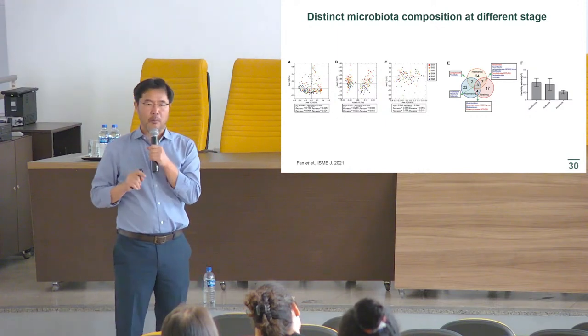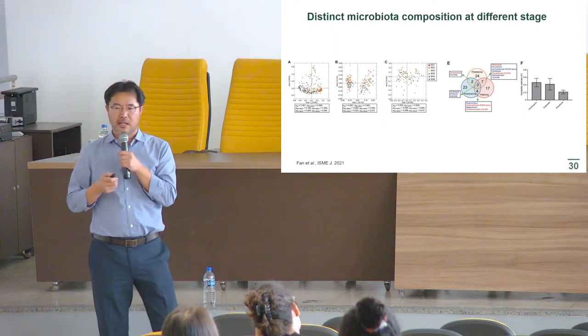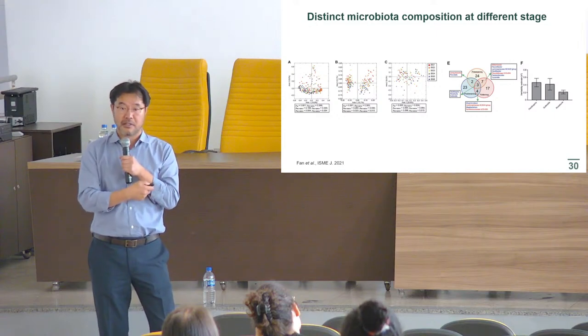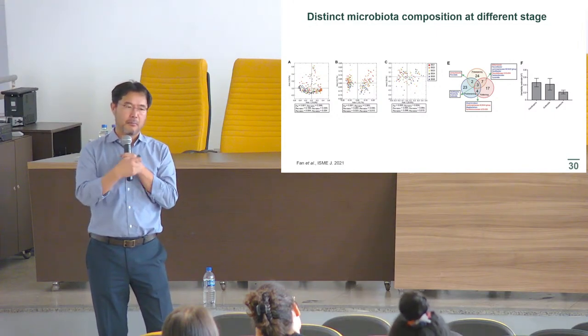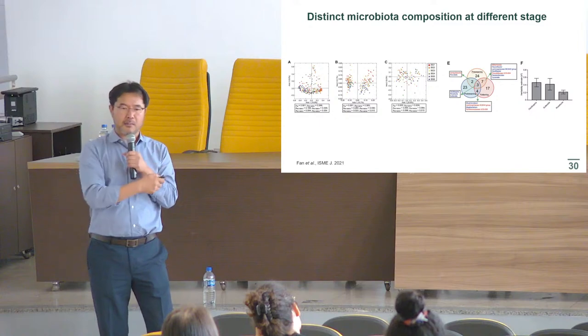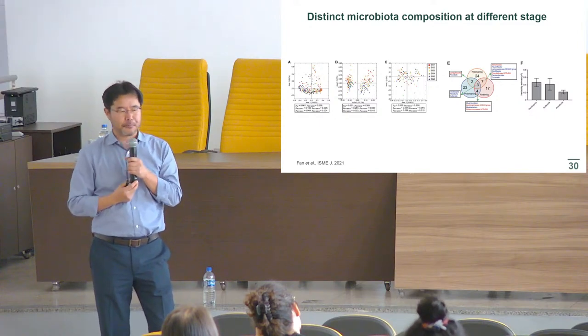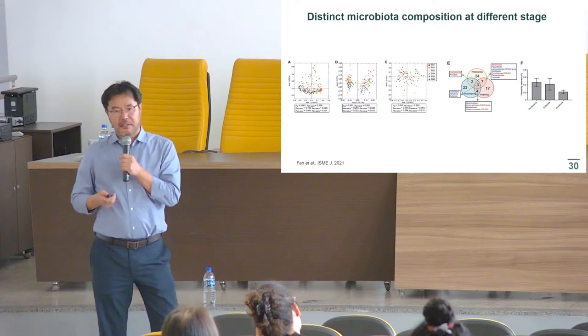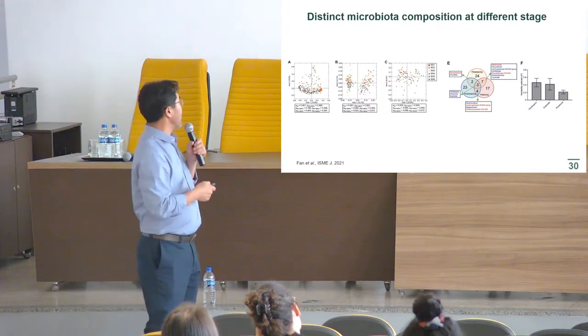But at least half of the animals carried these bacteria. So I believe these bacteria are probably very important, and these bacteria are known as carbohydrate digestive bacteria. So makes sense to me.